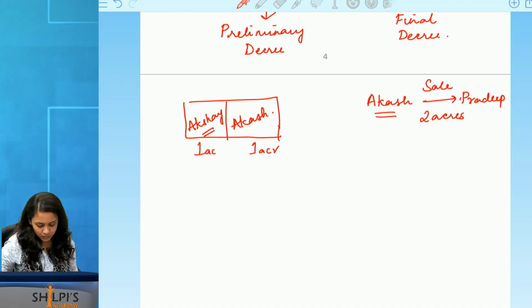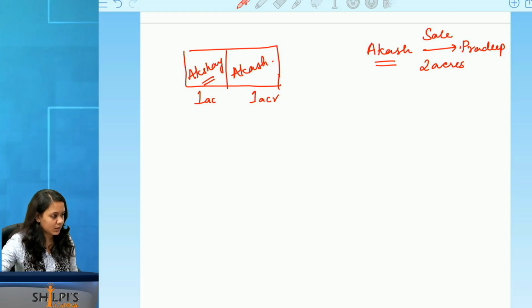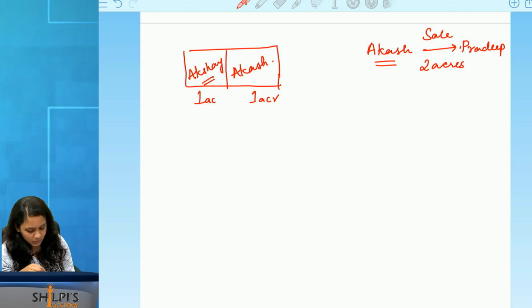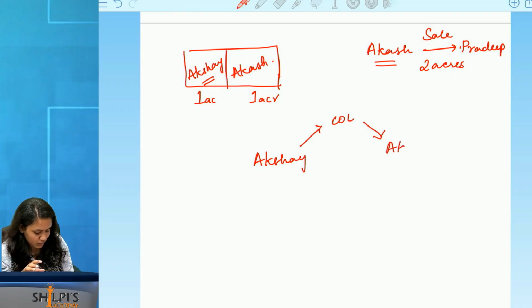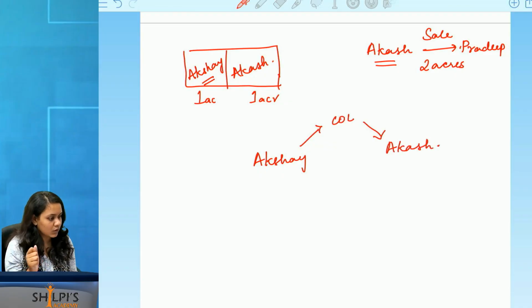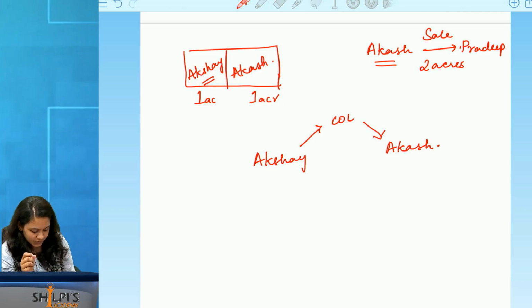So when we're going with this example, let's see who is going to be the plaintiff in this case. Akshay is going to be the plaintiff. He has to go to the court of law with the right jurisdiction, against whom? Akash. Okay. Now Akshay has filed the plaint.